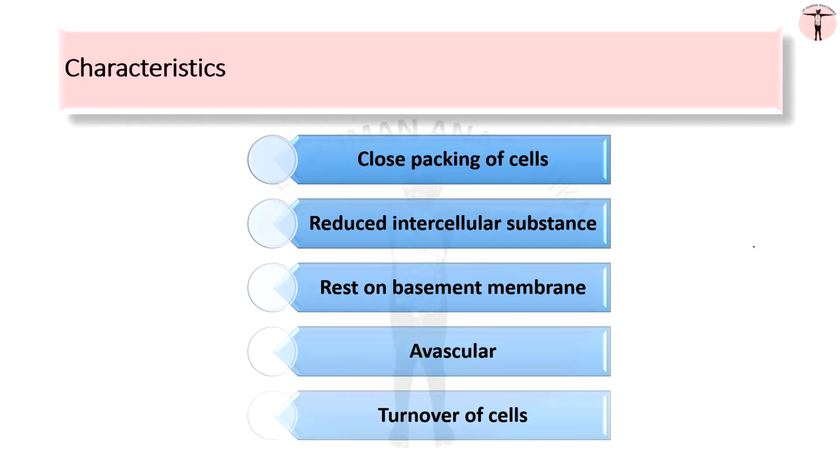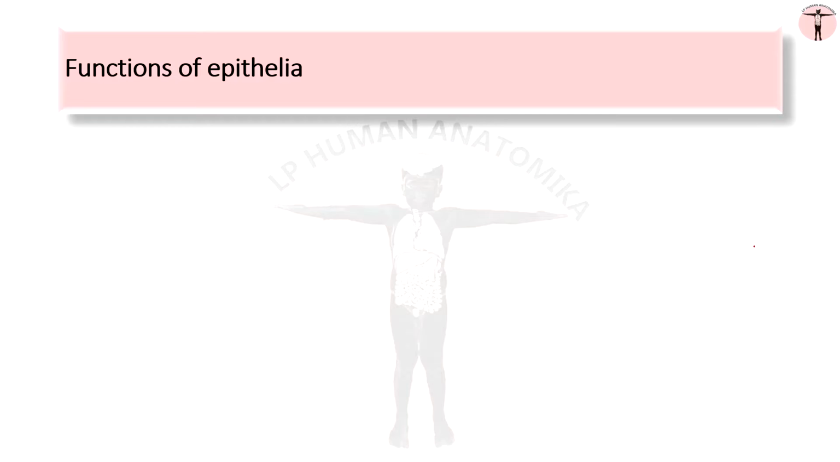The surface cells are destroyed by wear and tear and are replaced by new cells produced by mitosis. This phenomenon of destruction and replacement of cells is known as turnover. A given epithelium may serve one or more functions depending upon the cell types present.